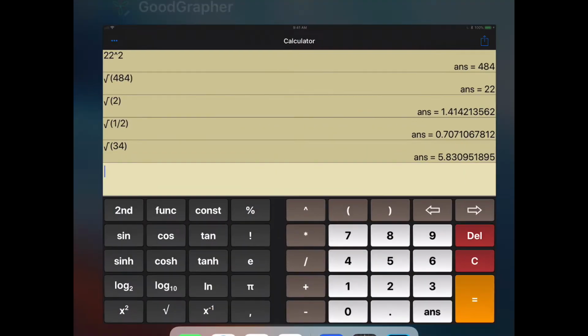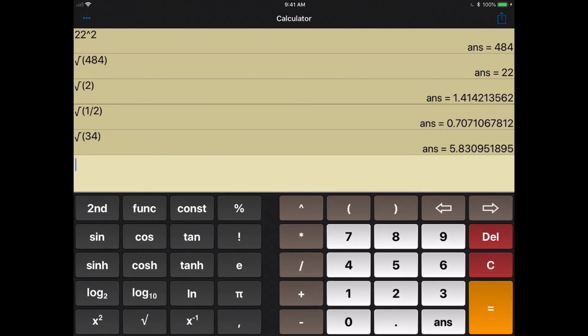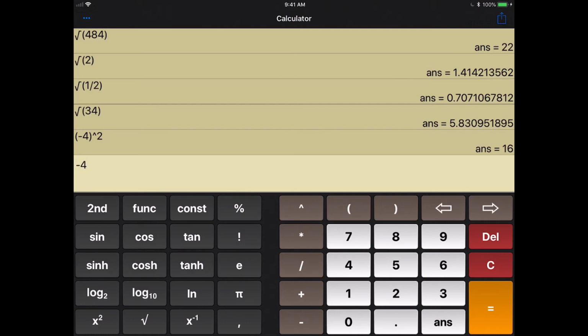Let's go back to our Good Grapher. And let's do this. In parentheses, let's take -4 and we'll square it. And we get 16 like we thought. Now let's try this. Let's take -4 and we'll square it, and let's see what we get. See, we get -16. So even Good Grapher knows the difference between whether you use parentheses or not.